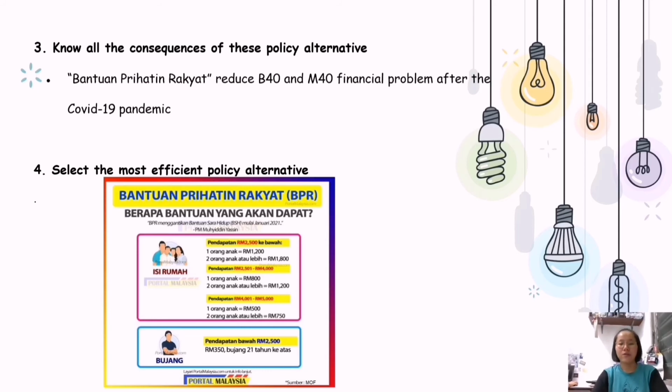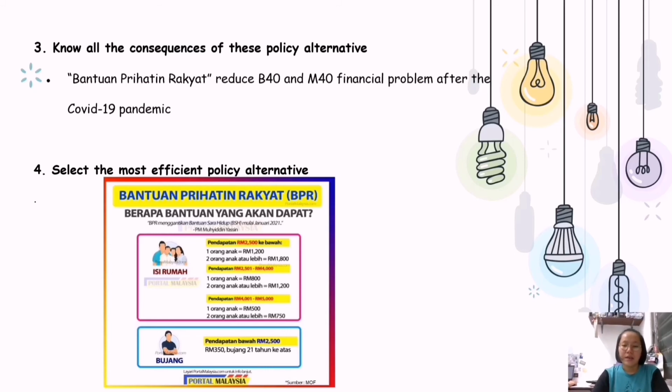Well, for those who have two or more children, they will receive 1,800 ringgit. Next, for those households whose monthly income is 2,501 ringgit to 4,000 ringgit and have no children or only one child, they will receive 800 ringgit. For those who have two children and above, they will receive 1,200 ringgit. Third, for households whose monthly income is 4,001 ringgit until 5,000 ringgit and have no children or only one child in their family, they will receive 500 ringgit. Those who have two children and above will receive 750 ringgit from the government.